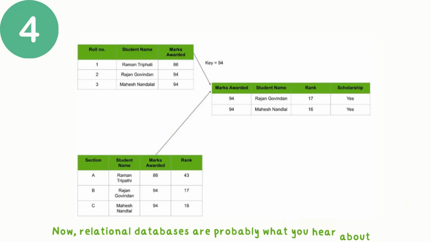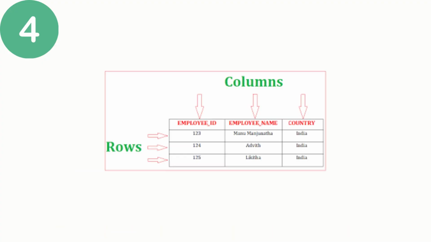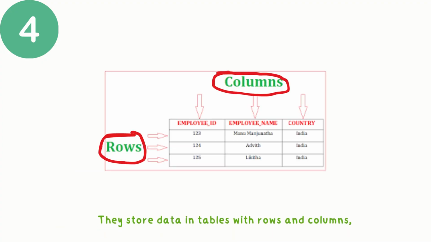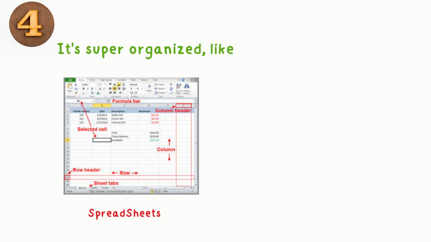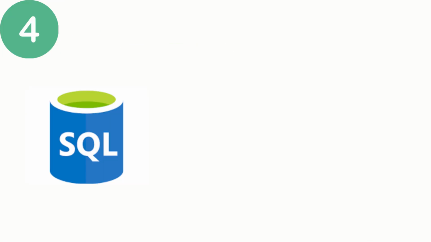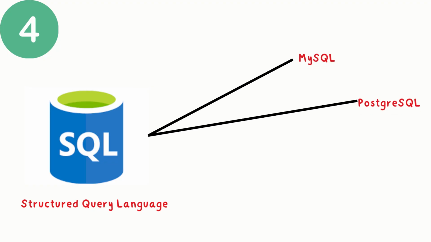Now, relational databases are probably what you hear about most. They store data in tables with rows and columns, and they link these tables using keys. It's super organized, like spreadsheets that talk to each other. SQL is the language you use here, and examples are MySQL, PostgreSQL, and Oracle.